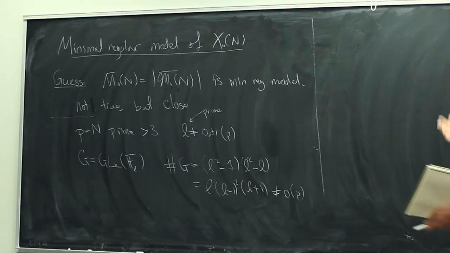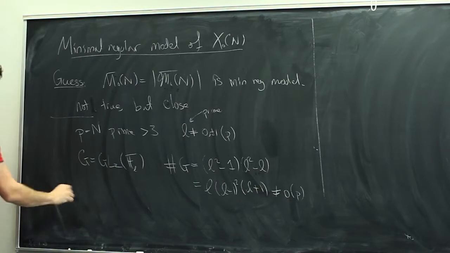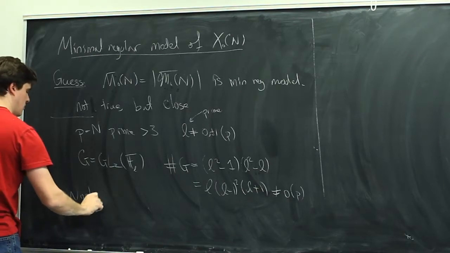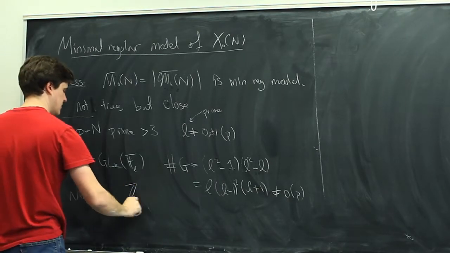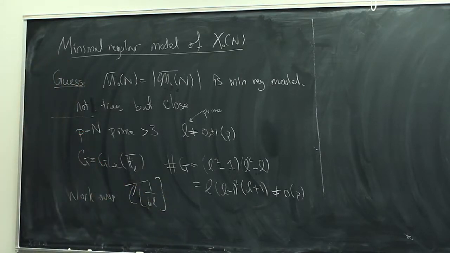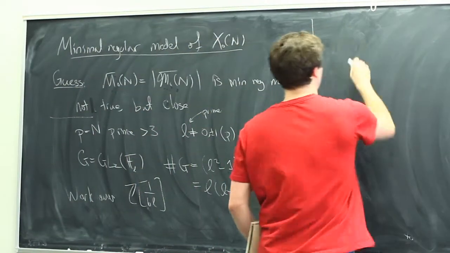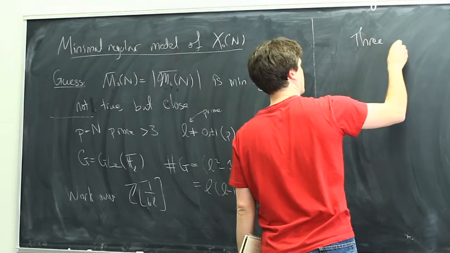So we're really only going to be concerned about what's going on at P. We're going to work over Z adjoin 1 over 6L for the foreseeable future, and only at P is what matters. Okay, so there are three spaces that we're going to care about.